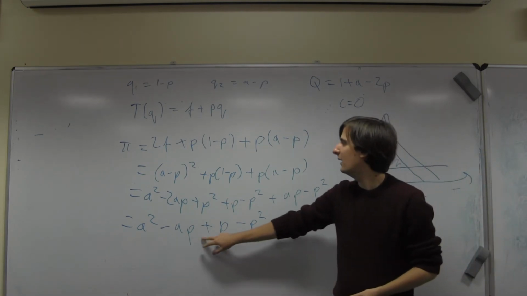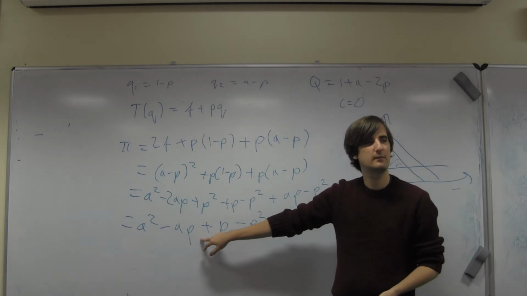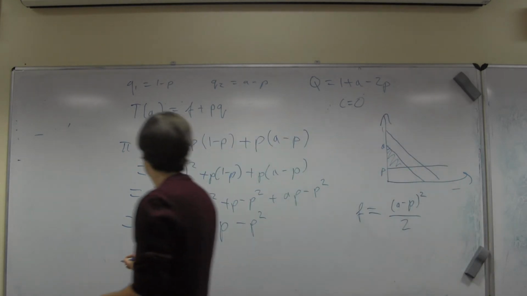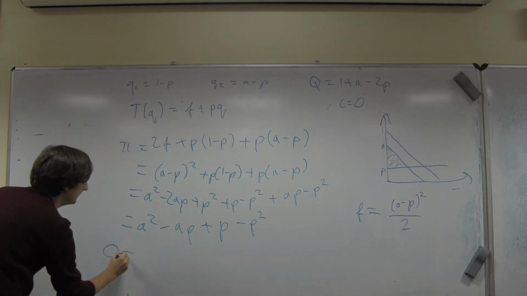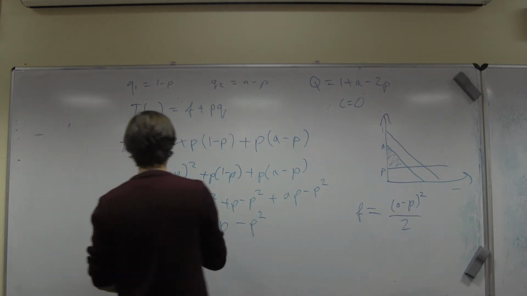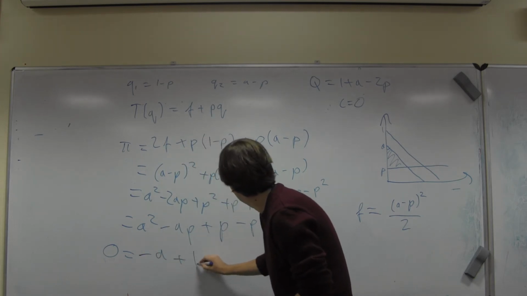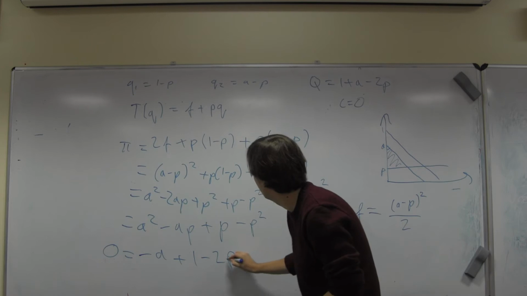All they've got to do now is choose the price. It's a straightforward problem to maximize that. At a maximum, the derivative will be equal to 0. So the first order condition is going to be minus A plus 1 minus 2P.